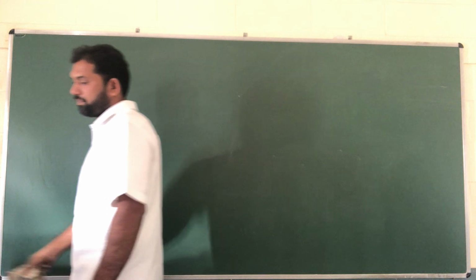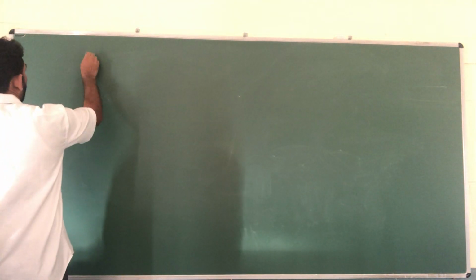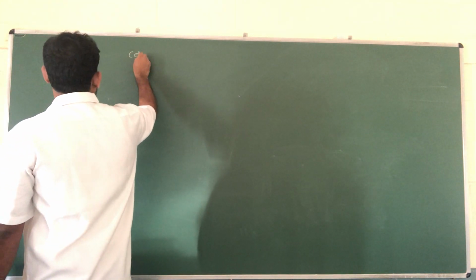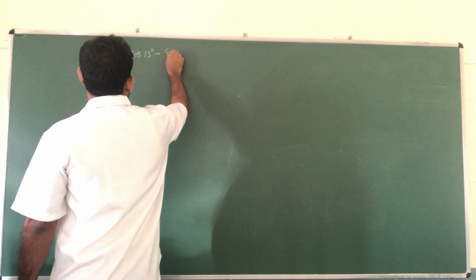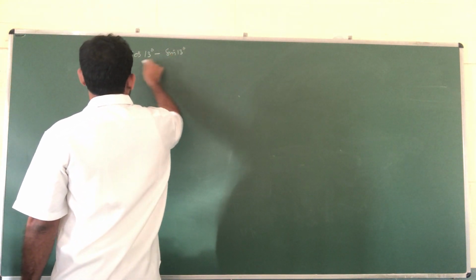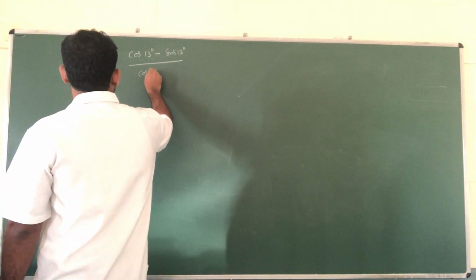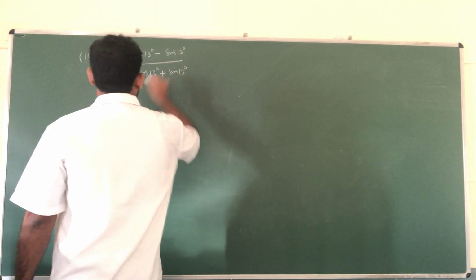Next one, 10th one: (cos 13 degrees minus sin 13 degrees) divided by (cos 13 degrees plus sin 13 degrees).